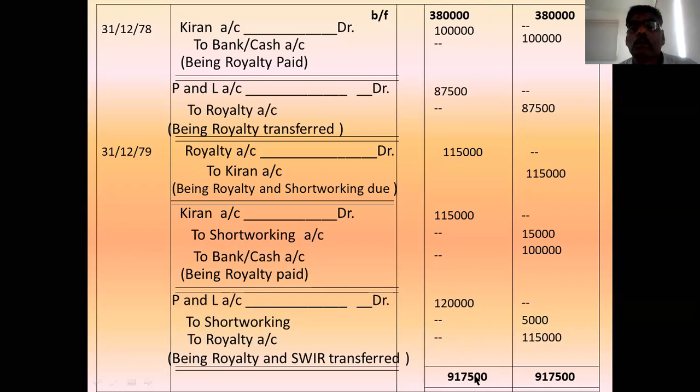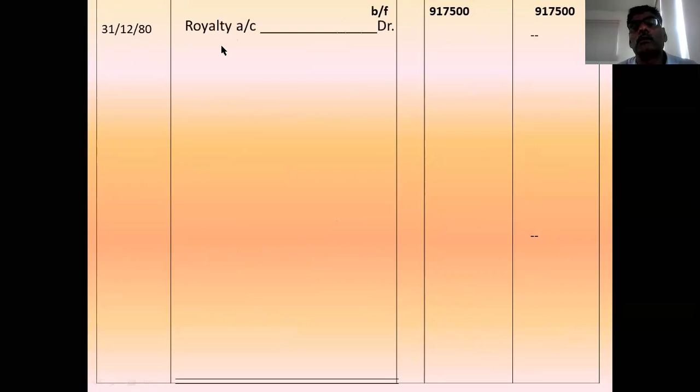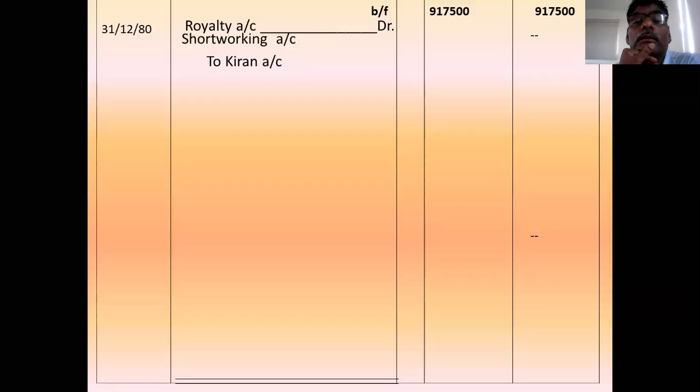This is the page total. Whenever you go for next page, you take the total of previous page to the next page. It is 1979. Next, 1980. You can see here. Royalty account debtor, short working account debtor, Kiran account. In this year, there is short working. Remember this. 5,000 short working is there. Being royalty due.